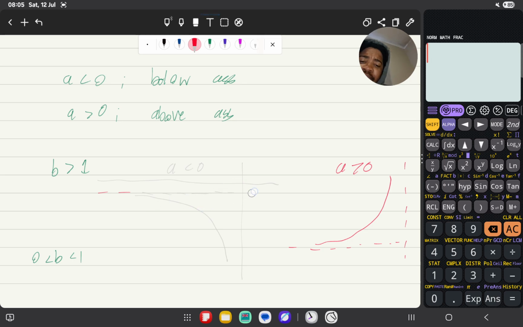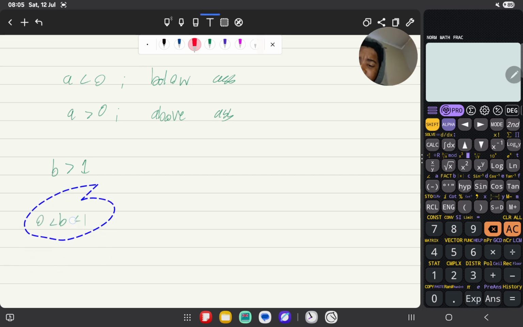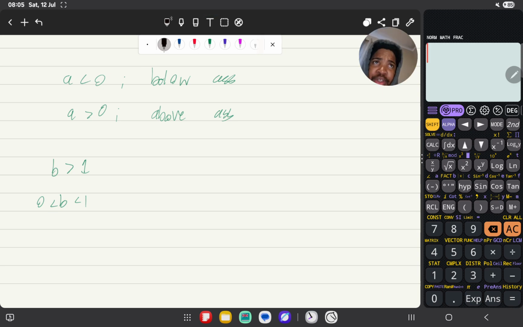But now let's talk about b being between 0 and 1. If that is the case, this is what's going to happen. So when b is now between 0 and 1, we still have our a being negative and our a being positive, right?